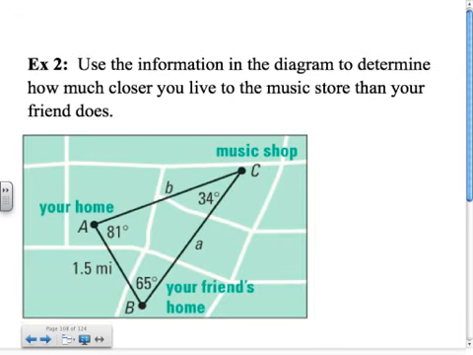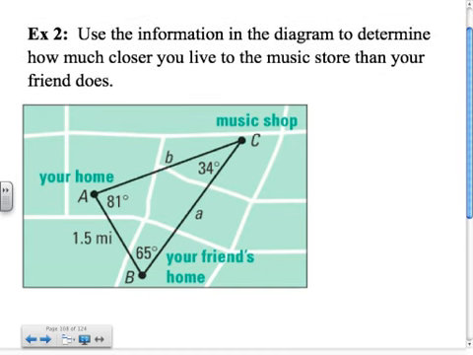It very simply says use the information in the diagram to determine how much closer you live to the music store than your friend does. Okay, so again, you just look at the diagram. Well, here I am. That's where we live. Okay, and this is the friend here. So I really have to use the law of sines twice here. I have to solve for A and for B, and then subtract them to figure out how much closer I live to the music store.